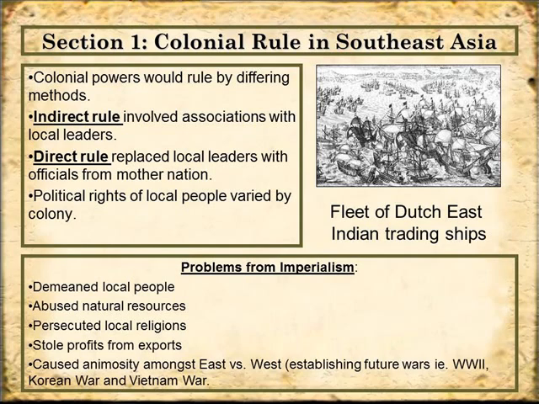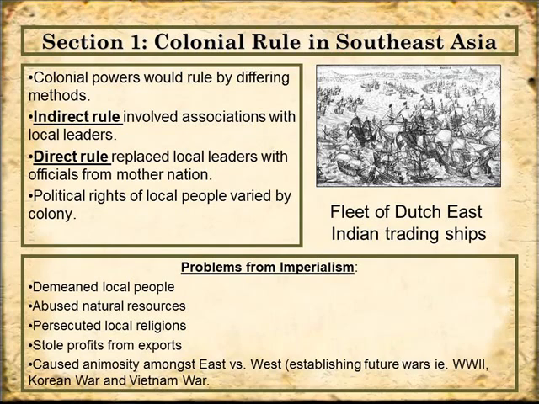Some of the problems of imperialism listed below, well, it demeaned the local people because we're telling them that whoever is taking control is better than them. It abused the natural resources by not leaving them with the people that live there, but taking them out to create the products that the mother country wanted to create. It persecuted local religions such as Confucianism, Buddhism, or whatever religions were found in the area.